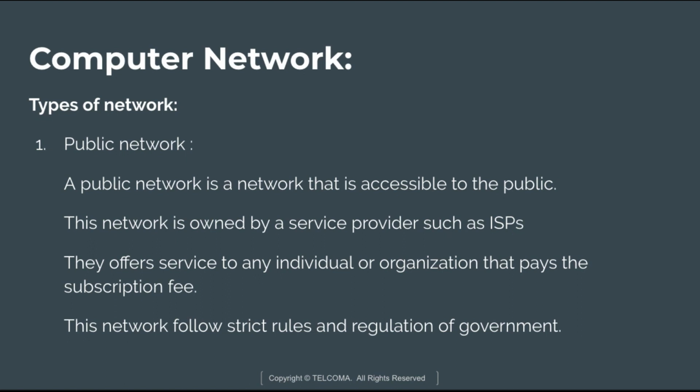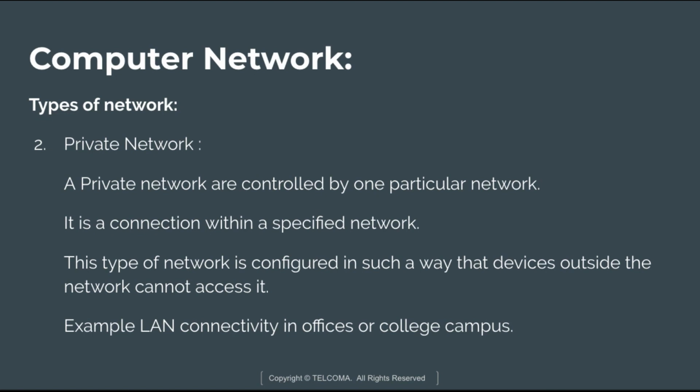So this network follows strict rules and regulations that are defined by the government to protect the communication from unintended spoofing. So examples of public networks are the internet on a large scale, public Wi-Fi, and other internet access such as the wired connection offered by the network. Next we are going to discuss the private network.